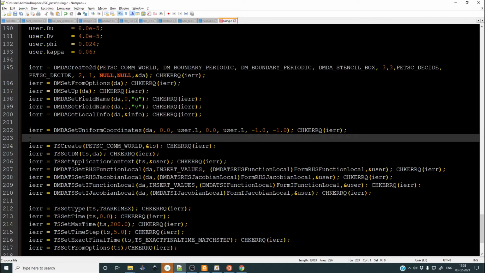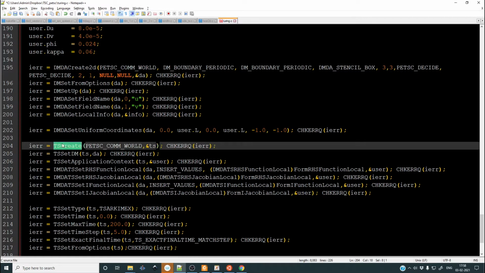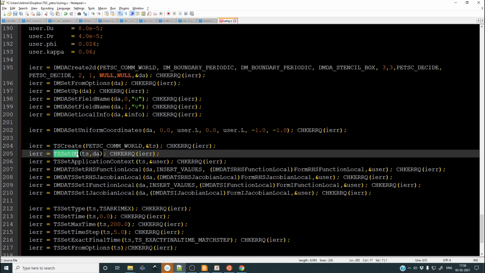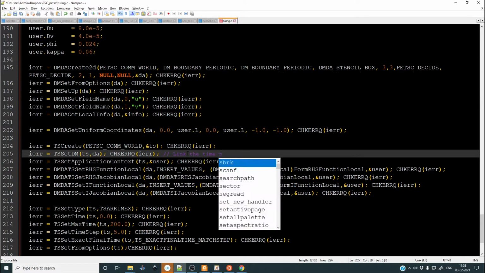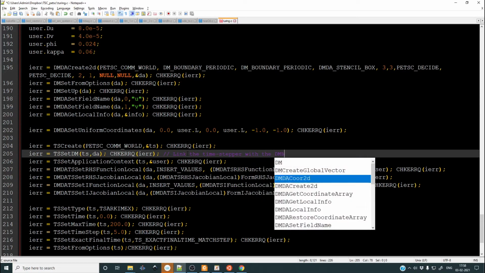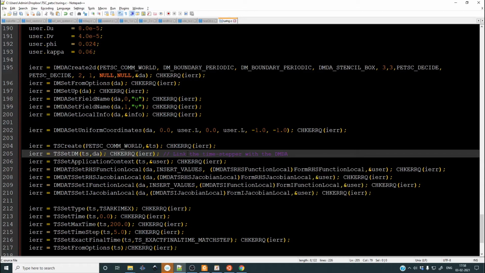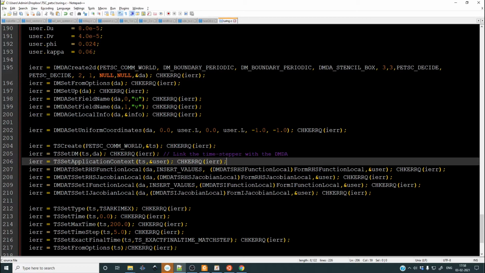Then we are creating the time stepper. So TSCreate PETSC_COMM_WORLD, then TSSetDM. This particular line is used to link the time stepper with the DMDA. Okay, so application context: you have to tell the time stepper that whatever parameters you're going to have are stored under the variable called user, so you have to pass the address of user.